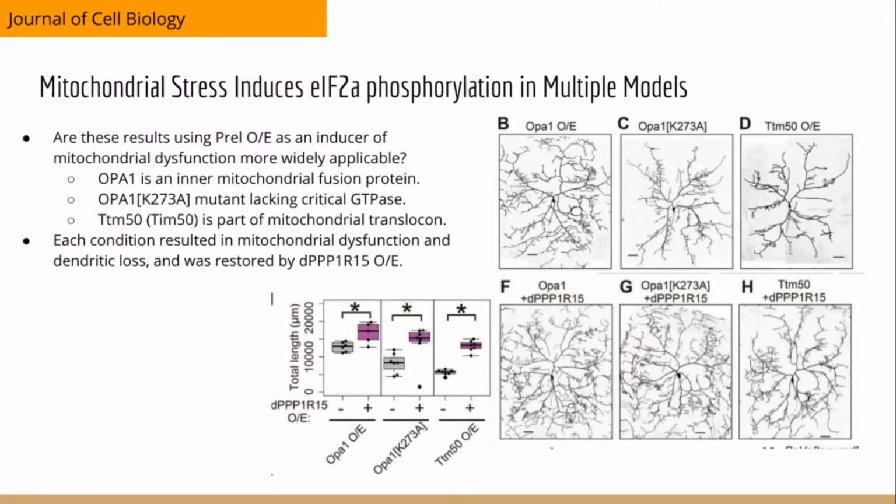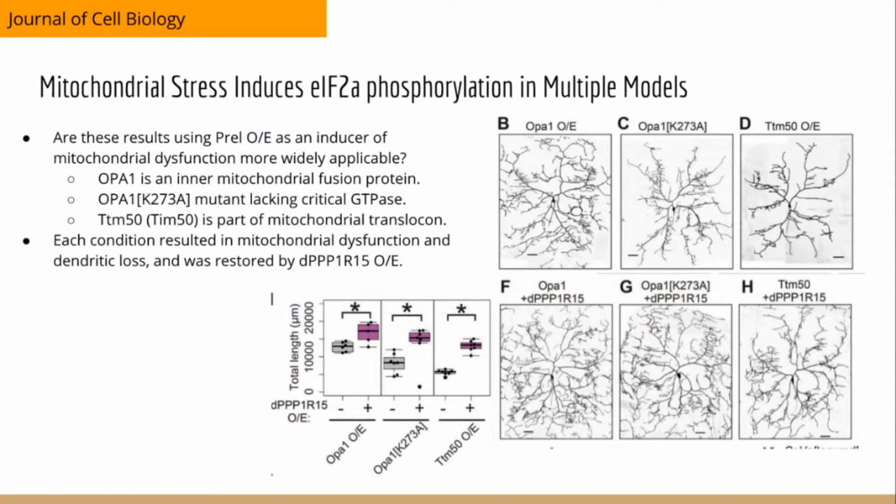I'm not exactly sure, but they used OPA1 overexpression to induce mitochondrial overfusion, so a hyperfused mitochondrial reticular network. And the OPA1 K273A point mutation was used to form a hyperfragmented mitochondrial network because it lacks the ability to fuse mitochondria. And the TTM50 overexpression, I'm not actually sure about, but I guess overexpressing part of the mitochondrial translocon causes dysfunction somehow.